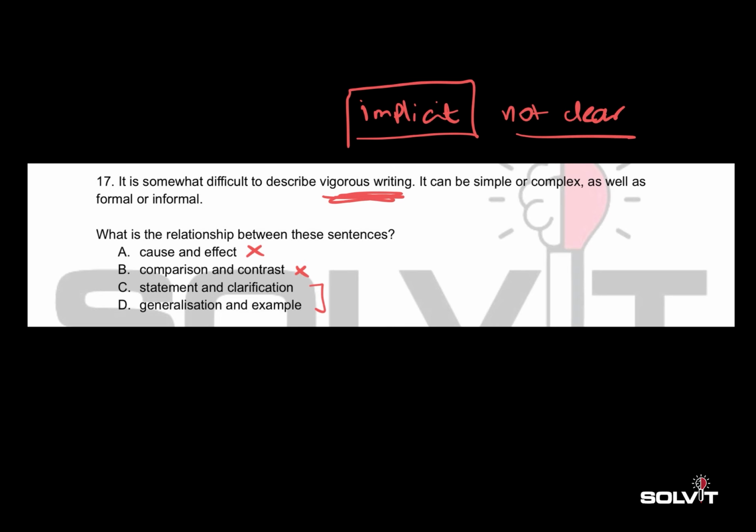Okay, so if we look at the sentence closely, we'll be able to figure out whether it's option C or option D. Okay, so let's read the sentence again. It is somewhat difficult to describe vigorous writing. It can be simple or complex, as well as formal or informal. Now, if you guys notice, there's no example being given here, right? So there is a general statement over here. The first one is a general statement. I'll write that down.